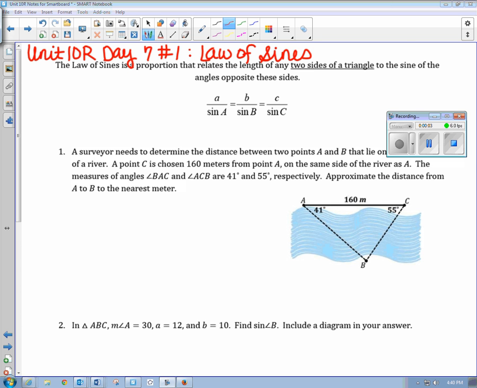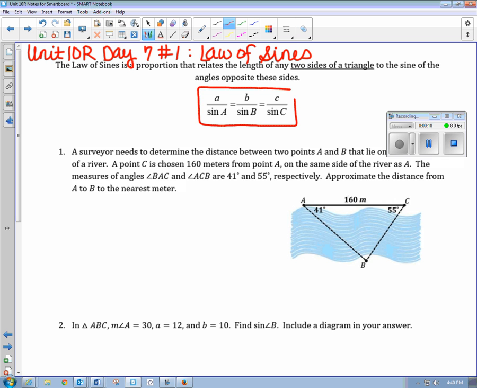For Unit 10, Day 7, I'm splitting this up over two videos. We're talking about two things today that are pretty much related, but I want to make sure I have two videos to kind of separate the ideas in your minds. The first thing is the law of sines.